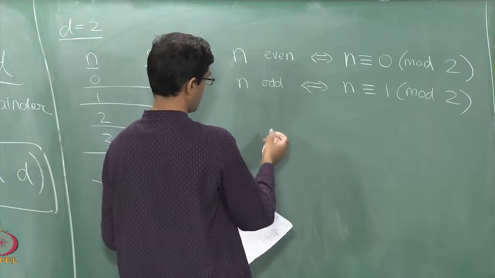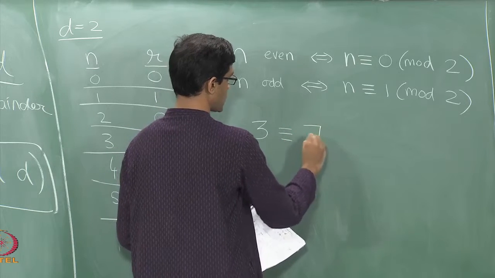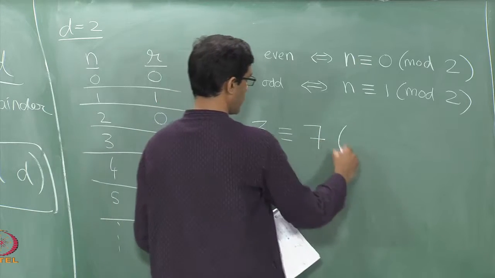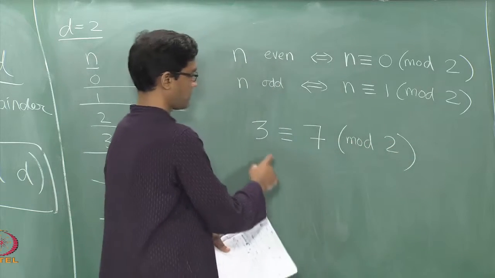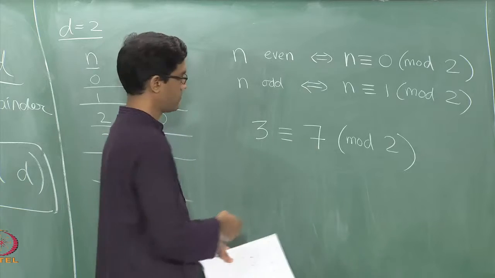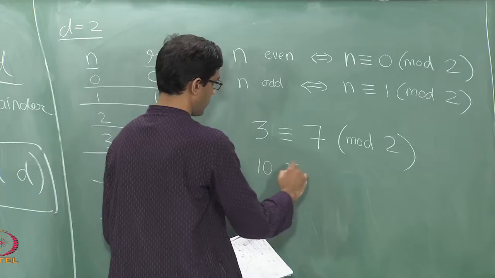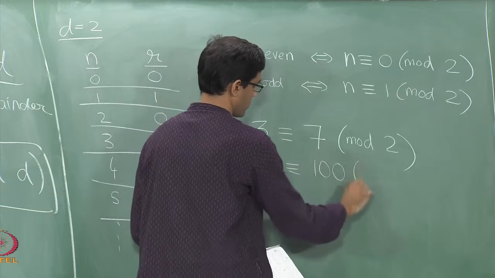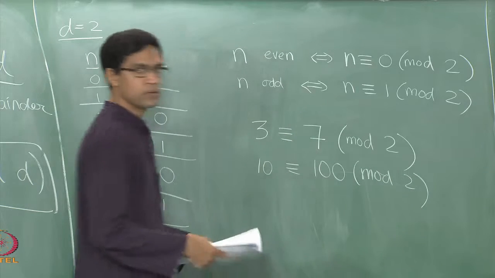And there are also other things. You can also express relationships amongst numbers. For instance, 3 and 7 are congruent to each other modulo 2. That is just saying that the remainders are the same when you divide both of them by 2. In this case the remainder is 1. Similarly, 10 is congruent to 100, if you wish, modulo 2, because both give you remainder 0. And so on.